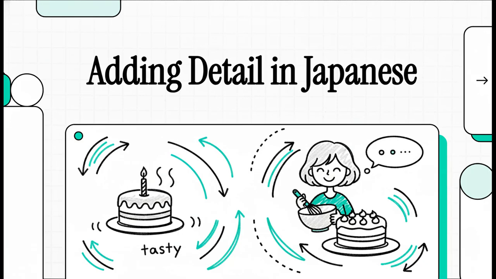In Japanese, it's pretty simple to say something like a tasty cake. But what if you want to talk about the specific cake that your mother made? That's where the language gets incredibly descriptive and honestly a lot more powerful. It's this amazing trick that lets you pack an entire story into the space of a single adjective. And getting this down is the key to sounding way more natural. So let's break down how it all works.